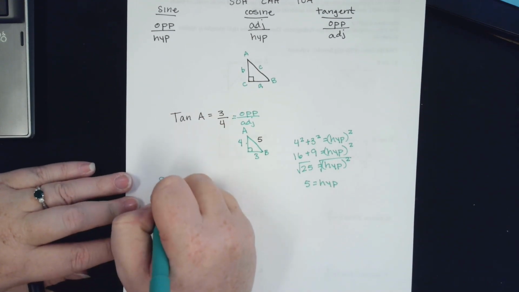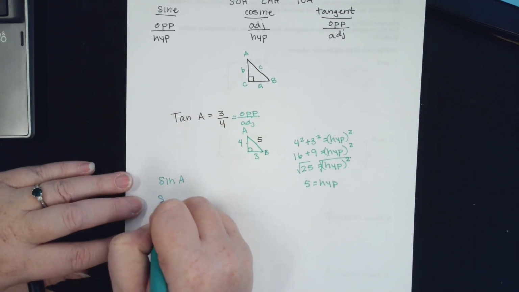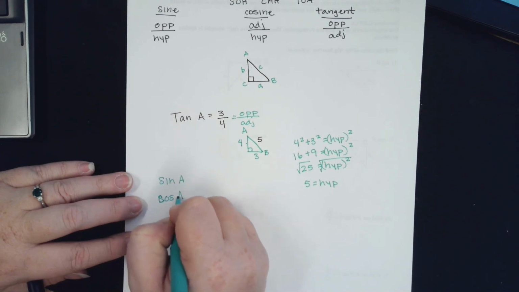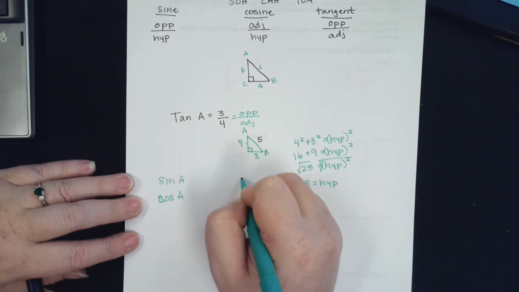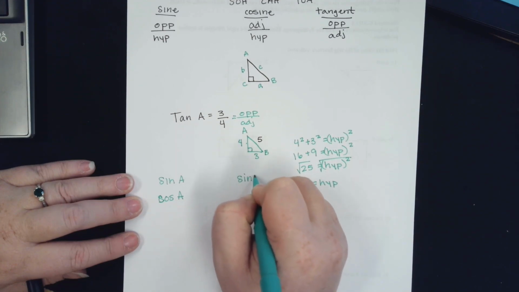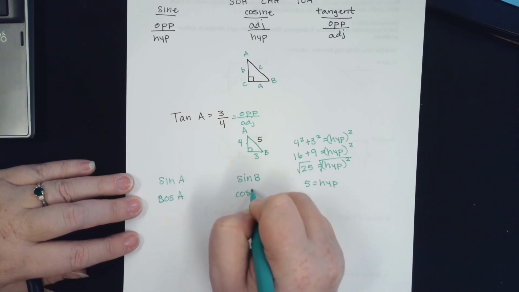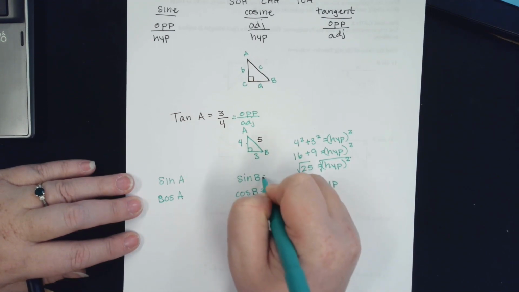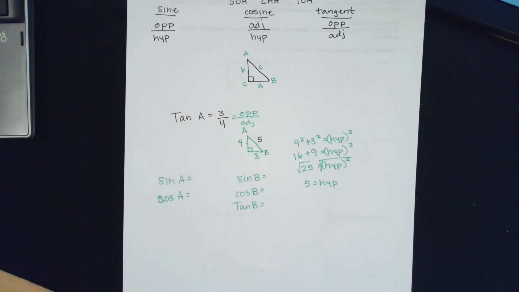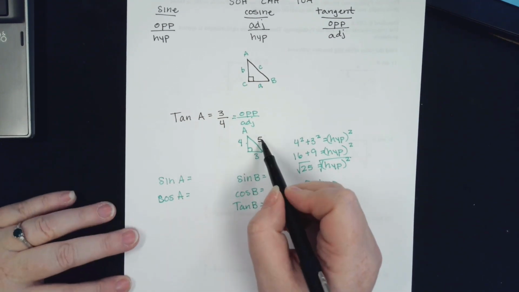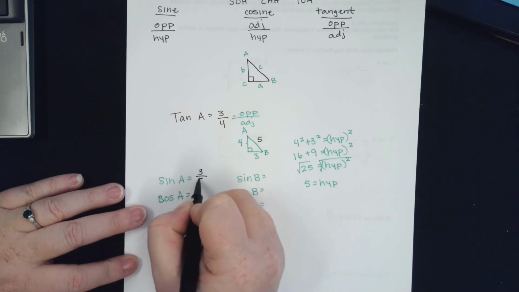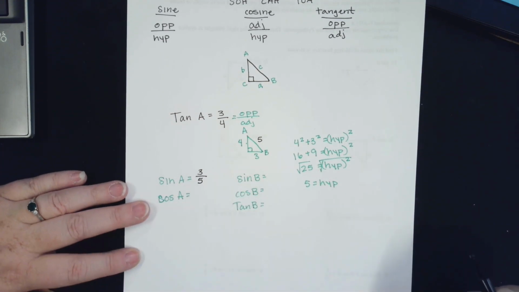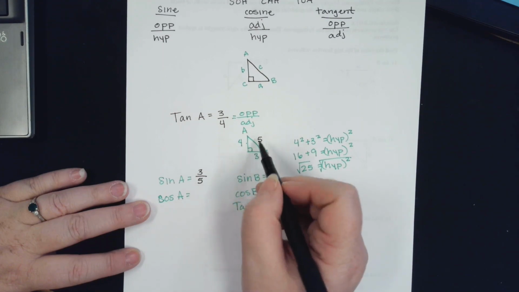So let's just find them all. Let's find sine of A, cosine of A, and then let's find sine of B, cosine of B, and tangent of B. Okay, we have all of our sides, so we can do this quite easily now. Sine of A, sine is opposite over hypotenuse, so opposite is 3, hypotenuse is 5. 3/5. Cosine of A is adjacent over hypotenuse. Adjacent is 4, hypotenuse is 5.